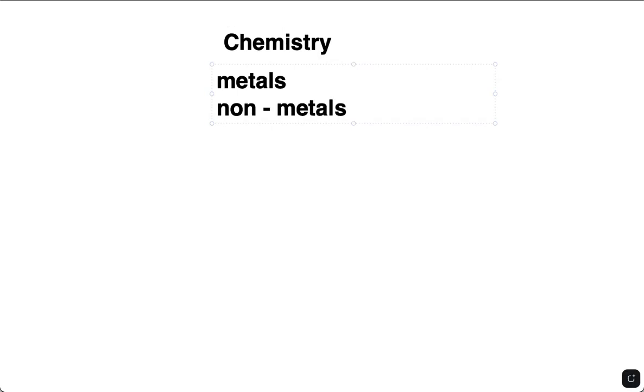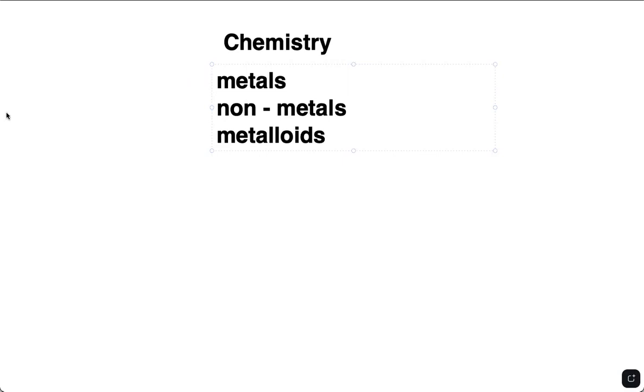Within the periodic table, we said that there are three major types of elements. I'm just trying to give you a preamble. There are three major types of elements. These are metals, non-metals. We also have those that are in between, which are called metalloids.